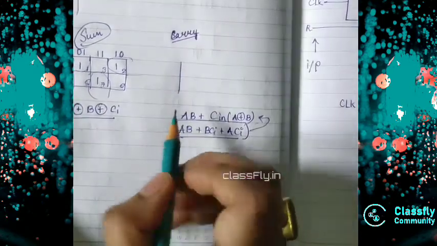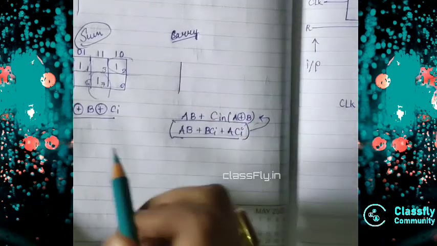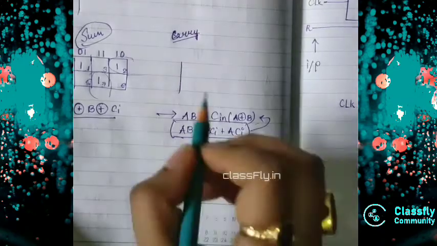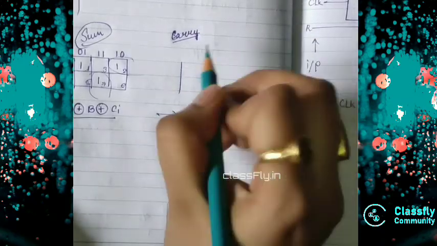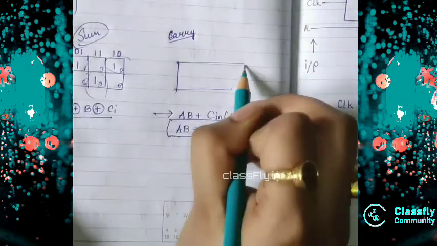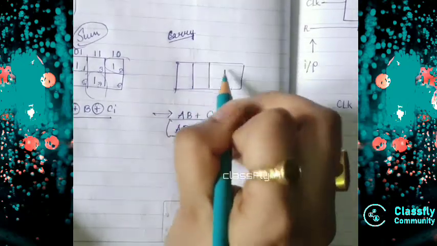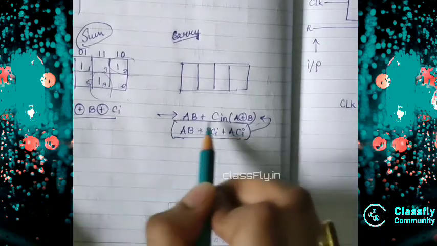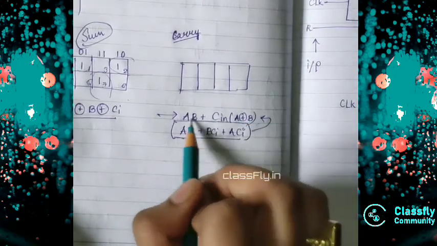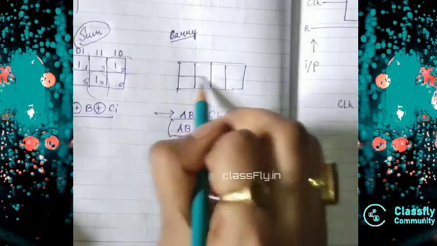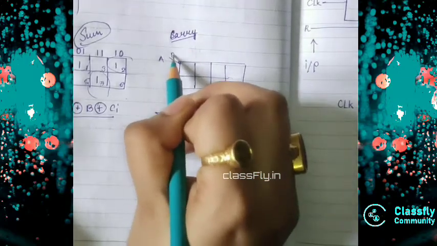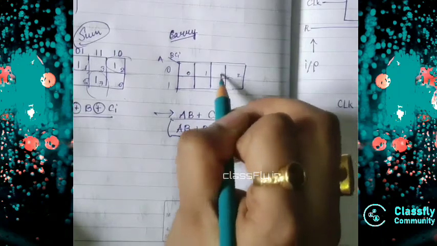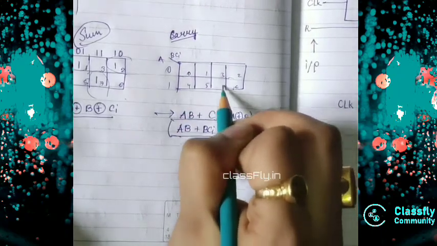So always remember, whenever you are doing the full adder for carry, always try to do the K-map for this equation. So let's do the K-map and remember this equation. For sum, this is the equation, and for carry, for full adder, you will do this equation. Okay, so let's do A B Ci: 0 1 0 1, 2 3 4 5 6 7.